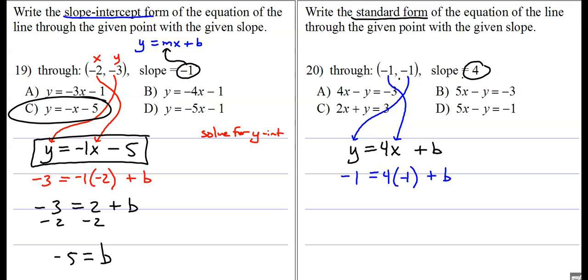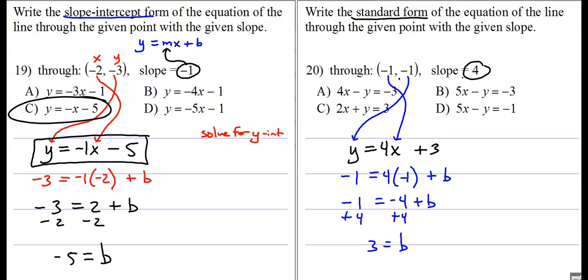And we're going to solve for it. So we get -1 equals -4 plus b. Add 4 to both sides. And we're like, oh, b equals 3. Cool. So now I can come back to my starter equation, and I can put a 3 in there.